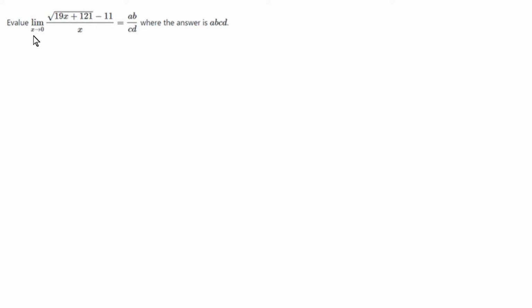Evaluate the following limit. The limit as x tends to 0 of the square root of 19x plus 121 minus 11, over x, which equals AB over CD, where the answer is ABCD.